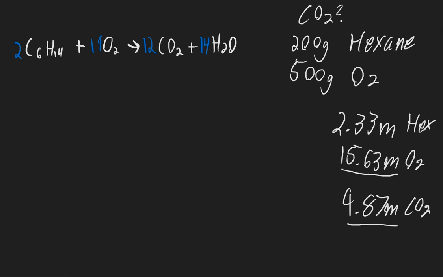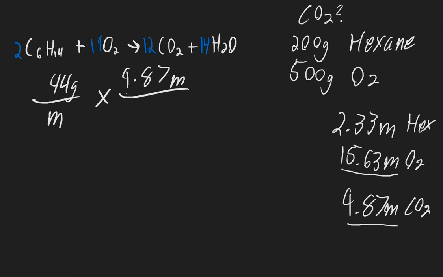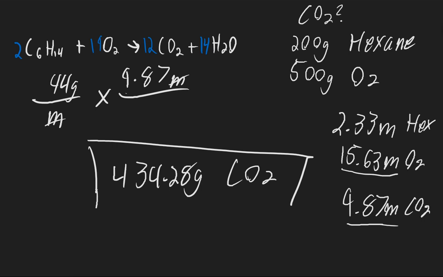I can go ahead and show it like this. There's 44 grams per mole of CO2. We know there's 9.87 moles of CO2. These cancel. So 44 times 9.87 gives us about 434.28 grams of CO2. So, after all of that, we know that given 500 grams of oxygen and 200 grams of hexane, when those react together, we get 434.28 grams of CO2.